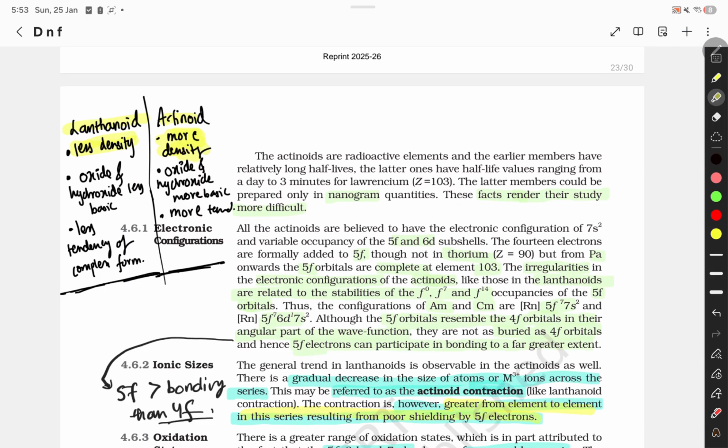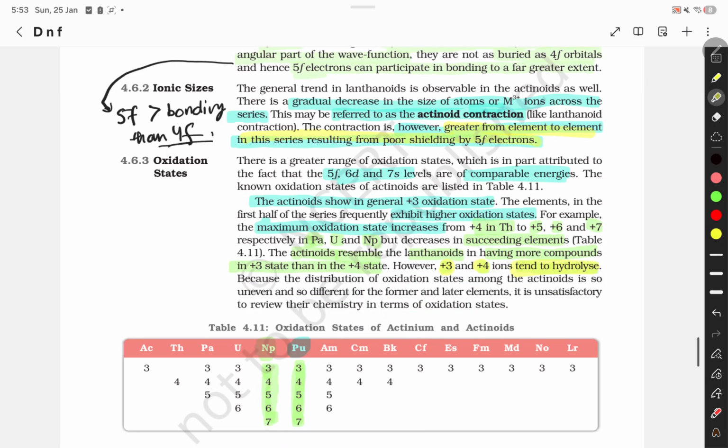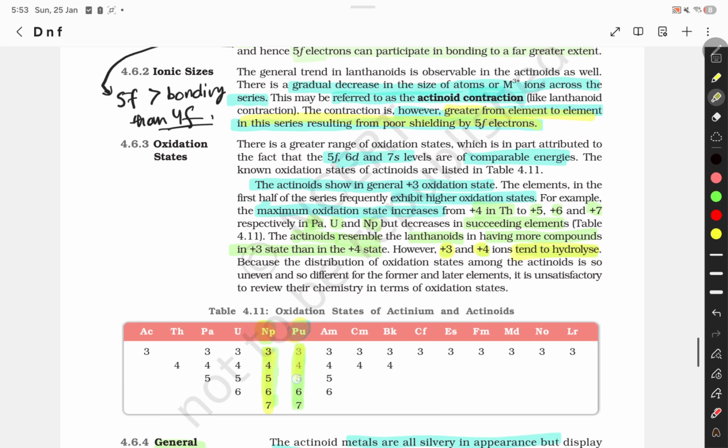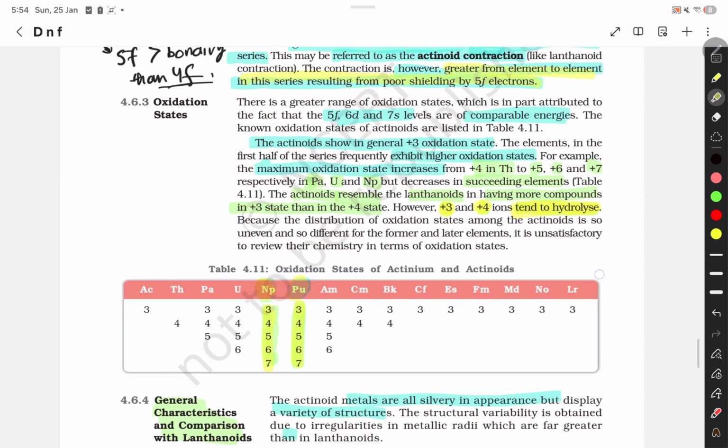Here we have lanthanoid versus actinoid. Lanthanoids have less density than actinoids. Lanthanoid oxides and hydroxides are less basic. Actinoid oxides and hydroxides are more basic. Lanthanoids have less tendency of complex formation; actinoids have more. Till neptunium and plutonium, the number of oxidation states keeps increasing, then from americium till lawrencium, it keeps decreasing. Common oxidation state is 3, but plutonium and neptunium can go up to 7. And 3+ and 4+ ions tend to hydrolyze.